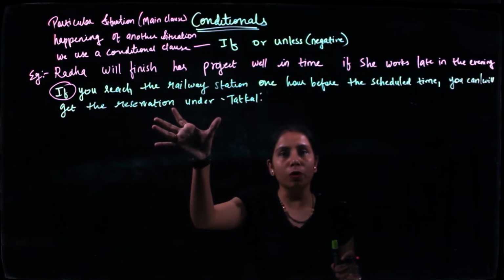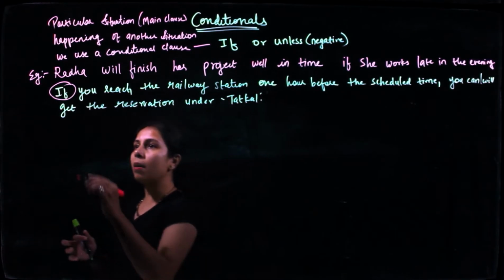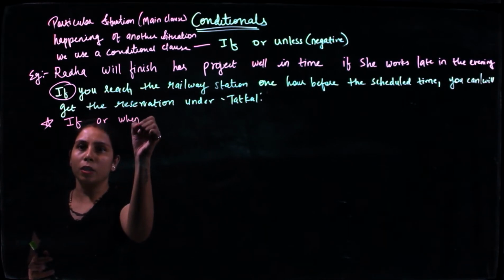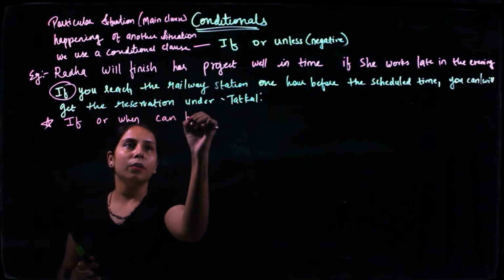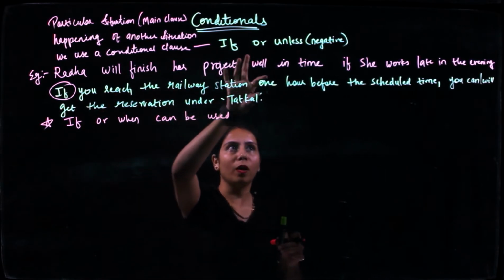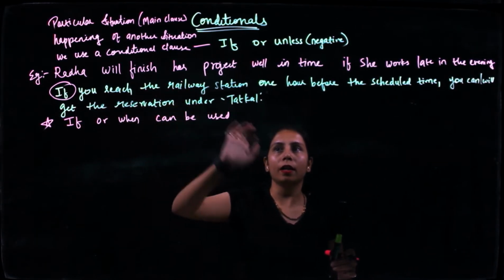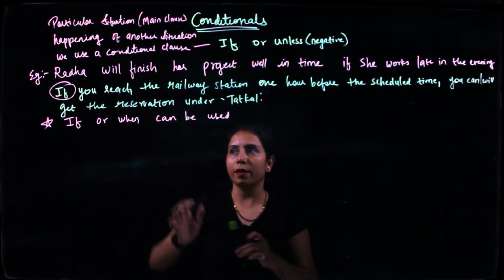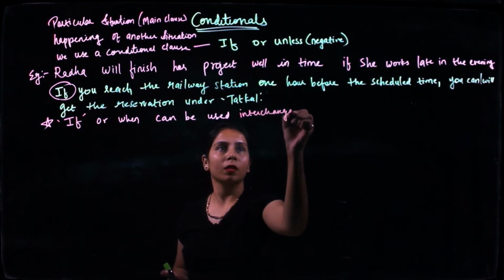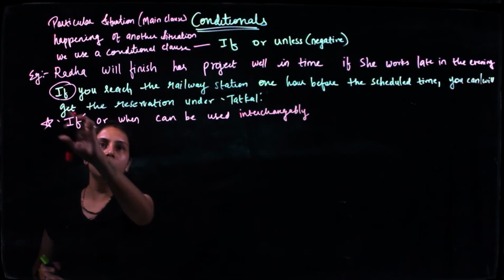So conditional clause followed by main clause, or main clause followed by conditional clause, it can be the other way around. There is one key point I would like to give. In this case, if and when can be used interchangeably. Instead of if, you can also use when. When you reach the railway station one hour before the scheduled time, you will get the reservation under Tatkal. So I can use when instead of if as well. This can only happen in the basic case, that is type 1. In type 2 and type 3, you can't do this.